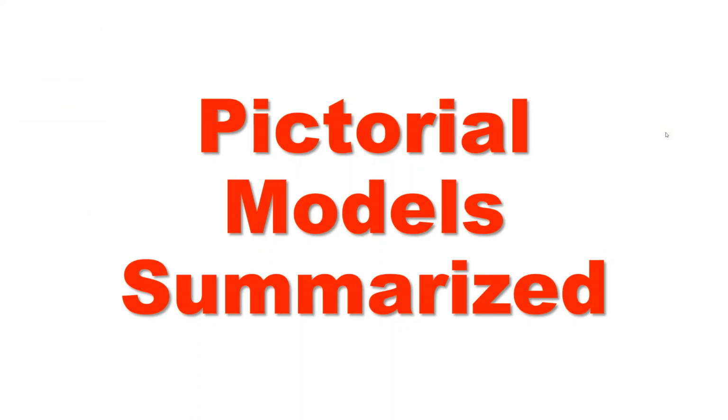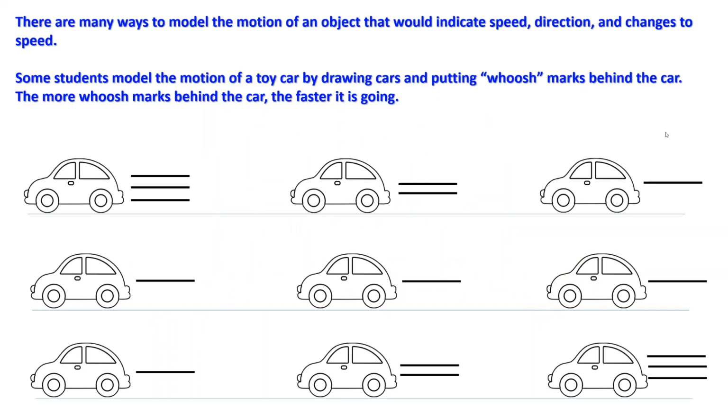This video summarizes how we can depict the motion of an object with pictorial models. There are many ways to model the motion of an object that would indicate its speed, direction, and any changes to its speed. Some students model the motion of a toy car by drawing cars and putting whoosh marks behind the car. The more whoosh marks behind the car, the faster it's going.